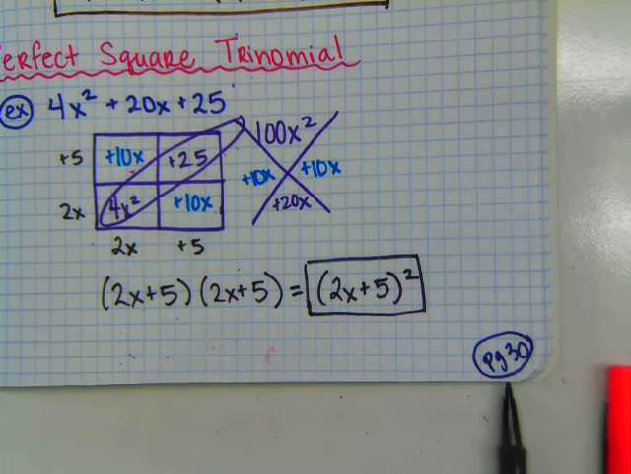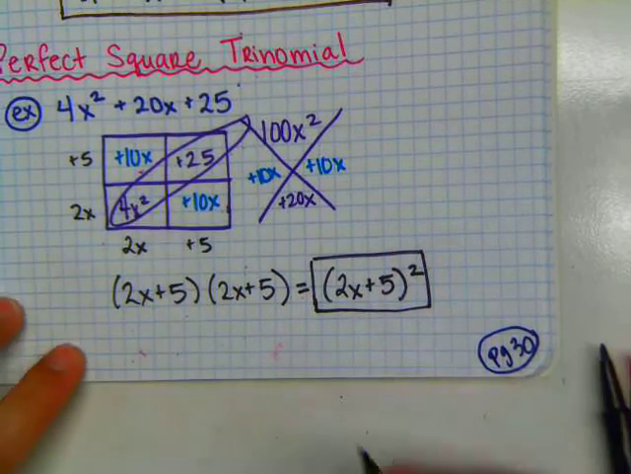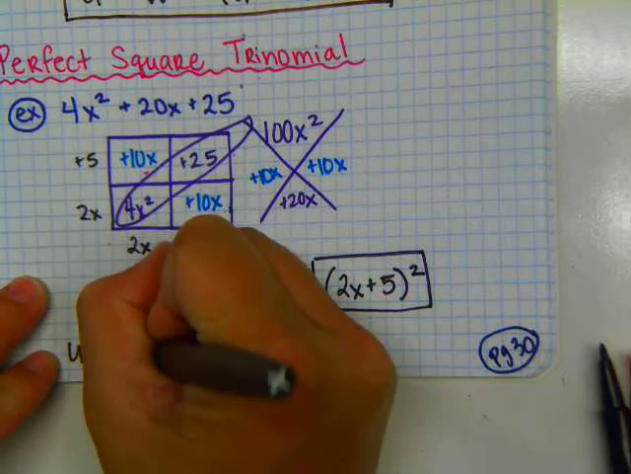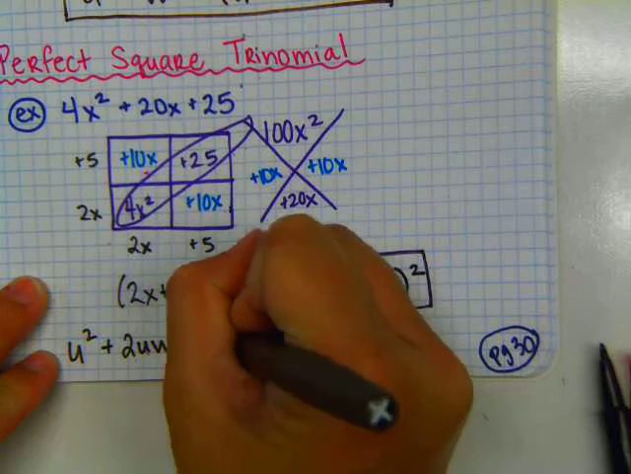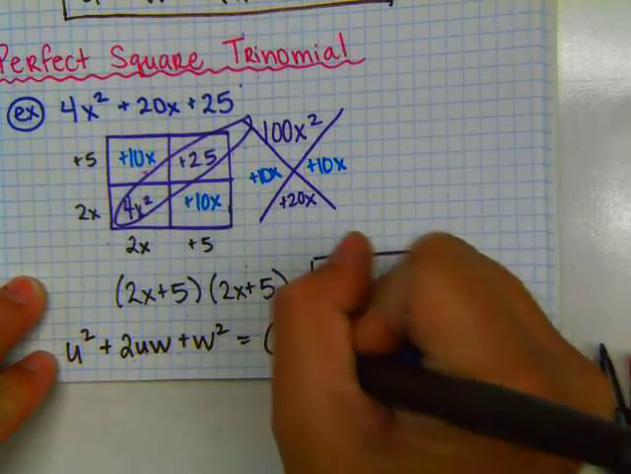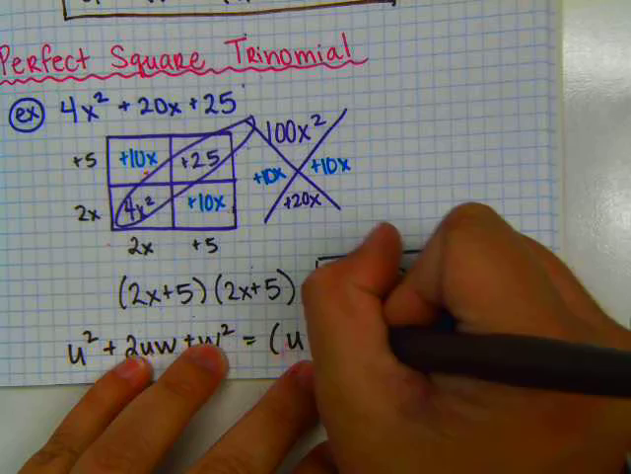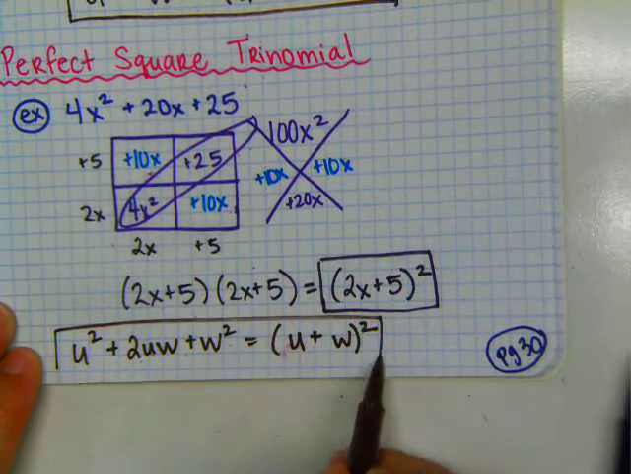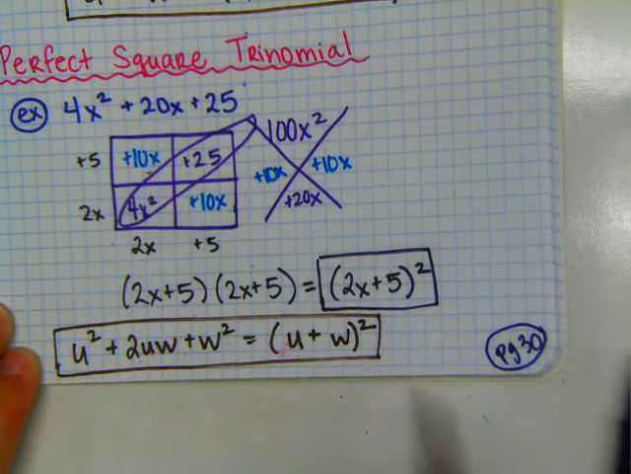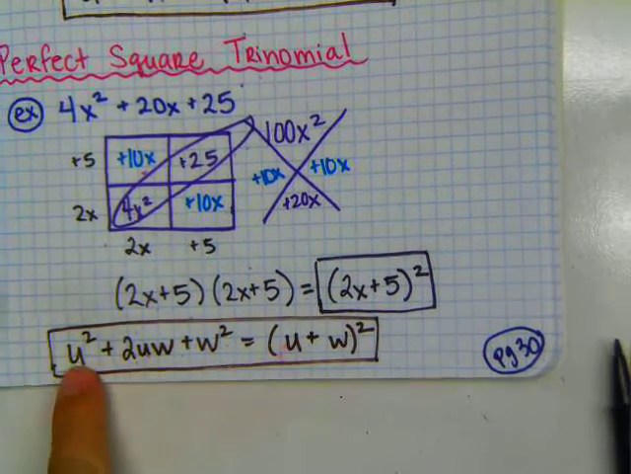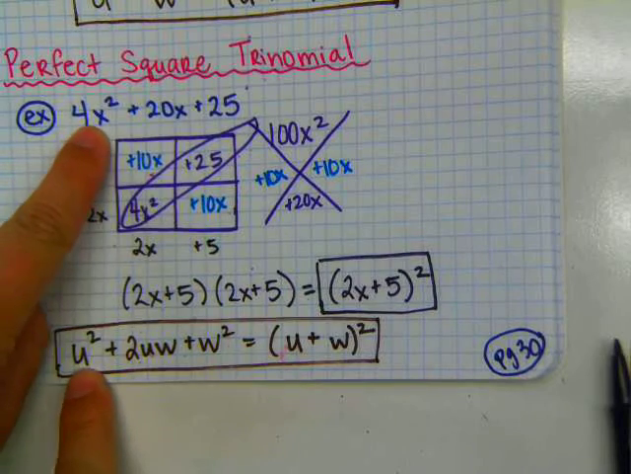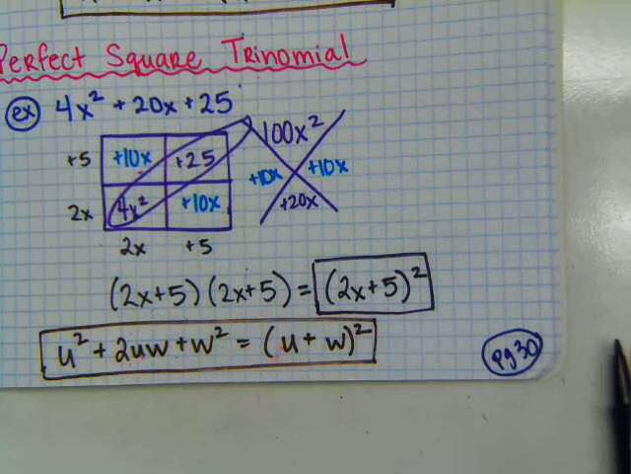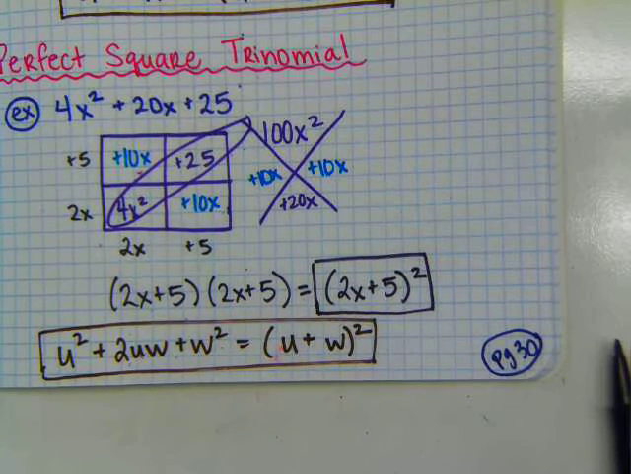And this one has a property as well. It's u squared plus 2uw plus w squared equals u plus w squared. And we can show this using this example. u would be 2x, and w would be 5. That's why it's 2x plus 5 squared. And those are your two special cases of factoring.